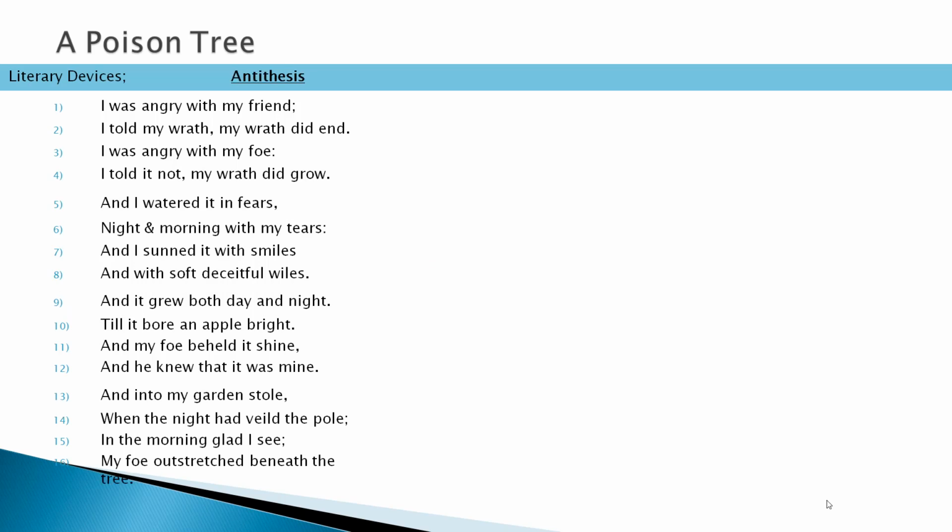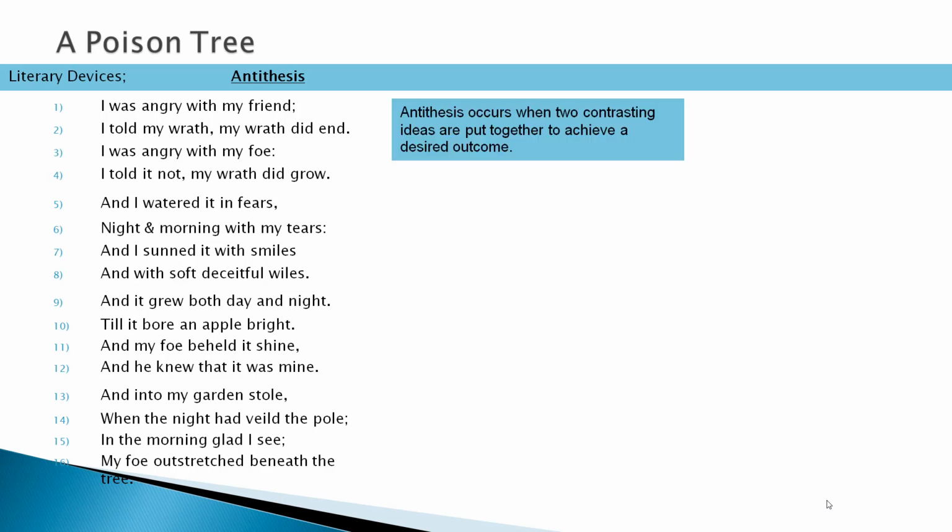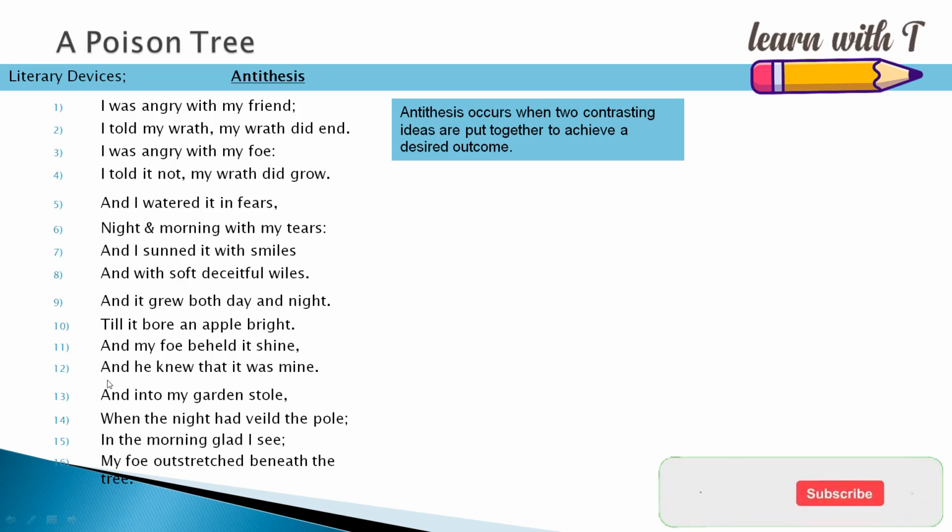Another literary device which has been used in the poem A Poison Tree is antithesis. Antithesis is a literary device that positions opposite ideas parallel to each other. It is a type of figure of speech in the same category as the literary devices of contrast, such as oxymoron, juxtaposition, antiphrasis, and paradox. Antithesis has been used in stanza 2 and stanza 3 of the poem A Poison Tree.